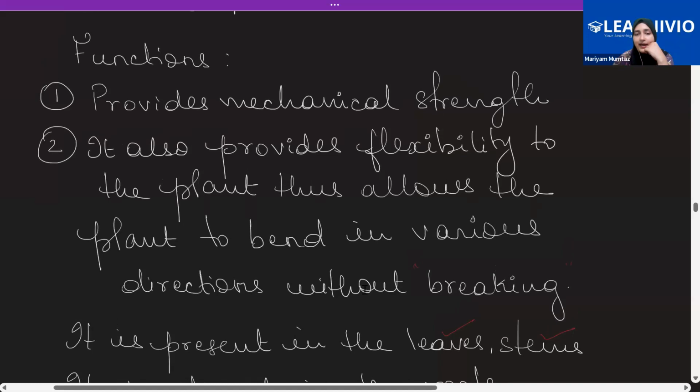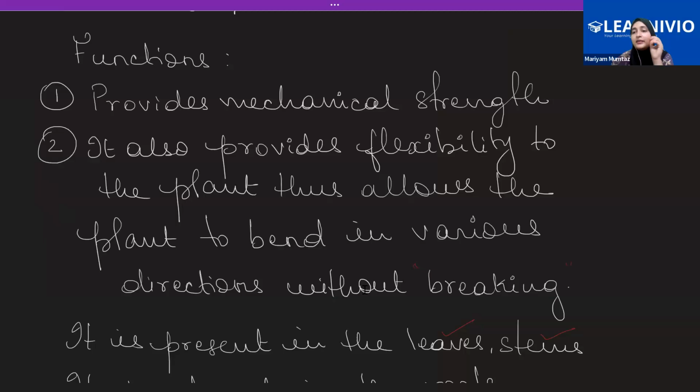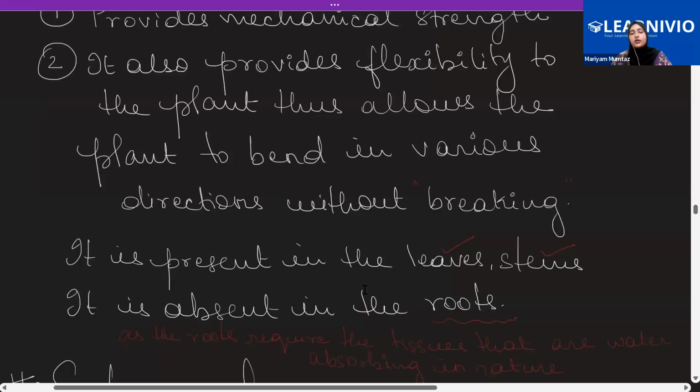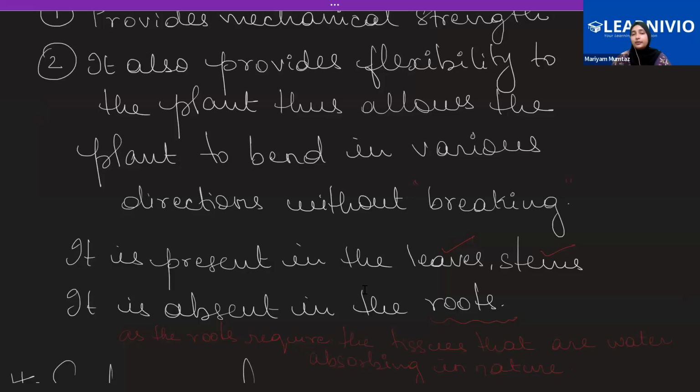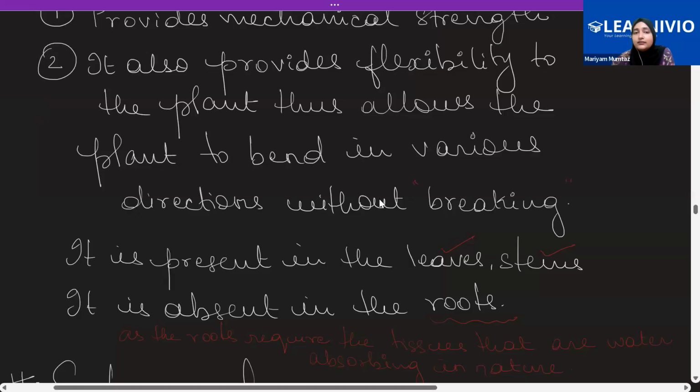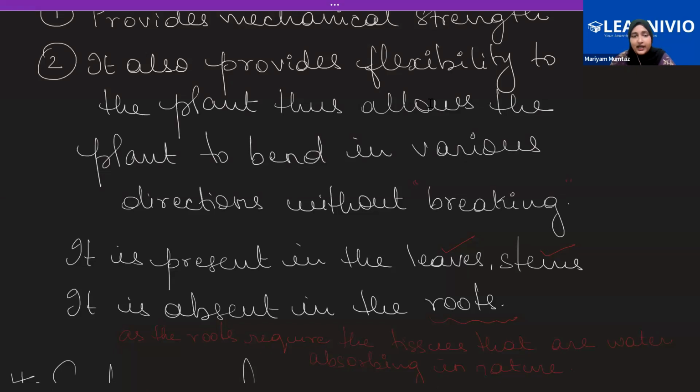Now, talking about the functions. First of all, because of the presence of the thickenings, the collenchyma provides mechanical strength to the plant. Secondly, because of their thickenings, the collenchyma provides flexibility to the plant, meaning the plant can bend in any direction and it will not break. That is because of the flexibility that the collenchyma provides. So the plant will be flexible and it can bend in a variety of directions without breaking.